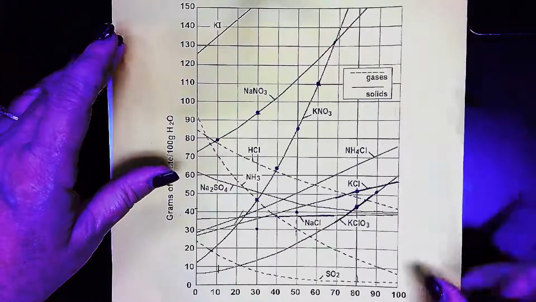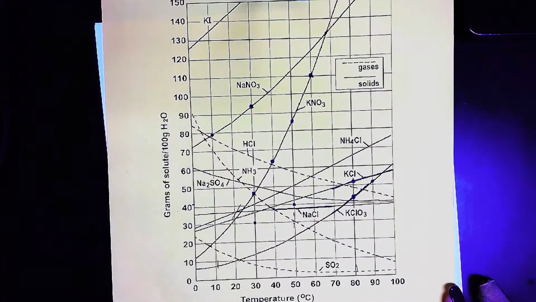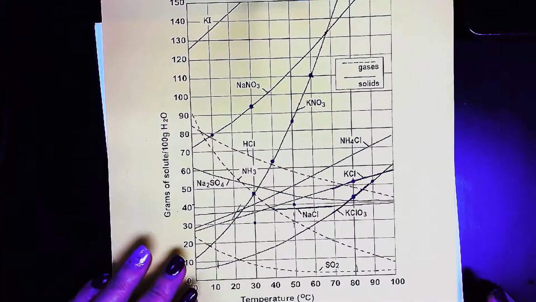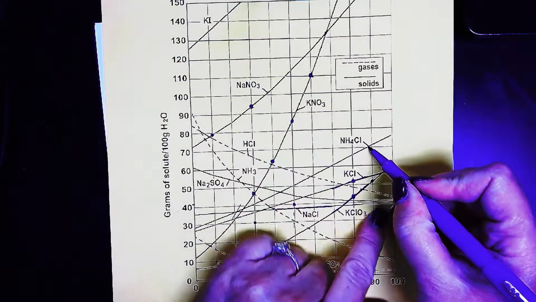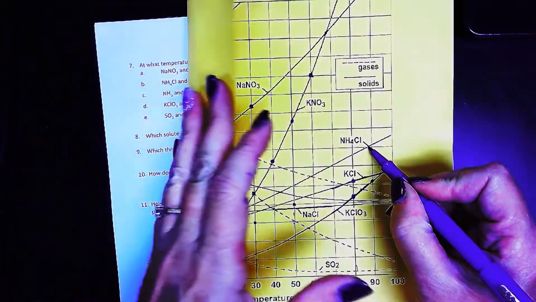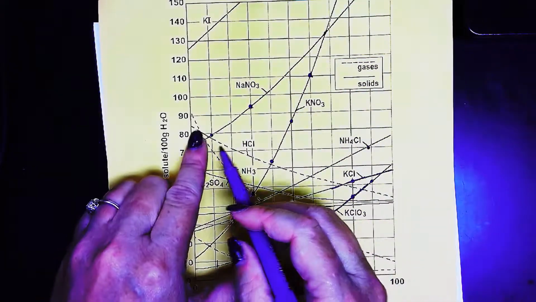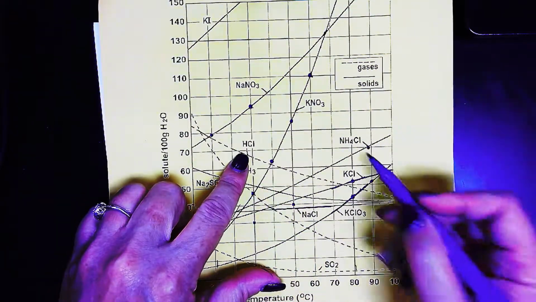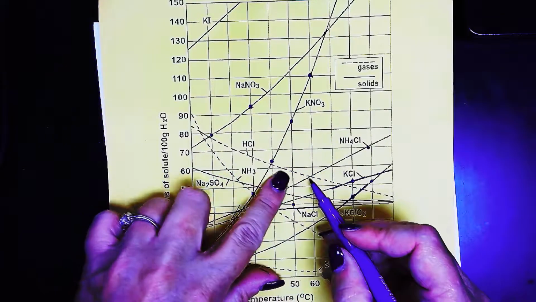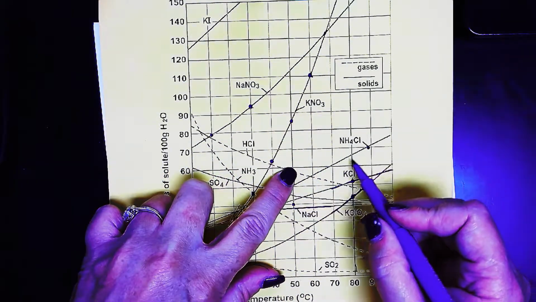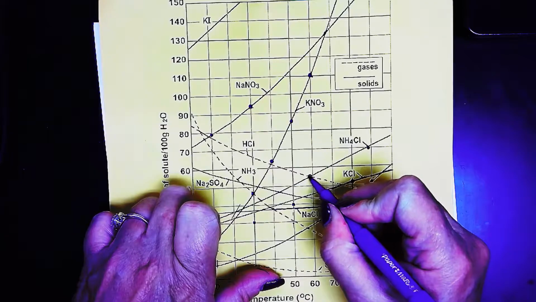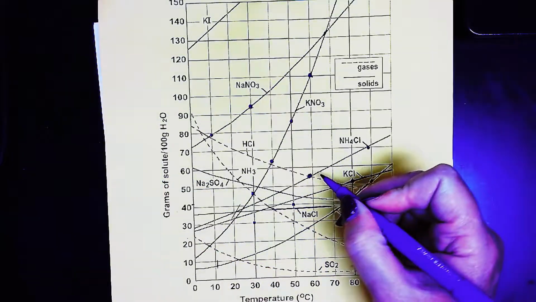All right, so let's look on our solubility curve for NH4Cl. It is right here. And what was the other one? HCl? Yes, HCl. So let's see. Here's HCl. It's this dotted line because it's a gas. So we want to find the place where HCl and NH4Cl intersect. Okay, so right here is that point.